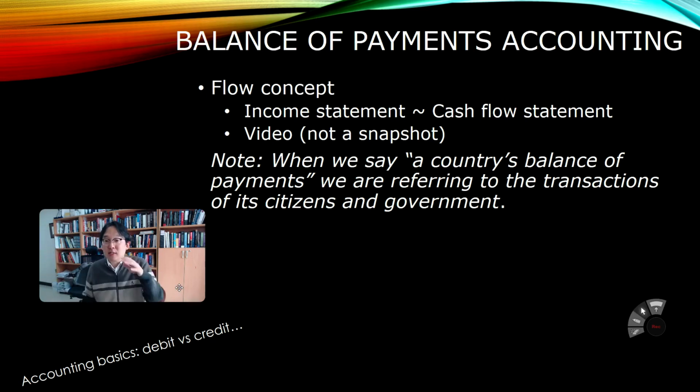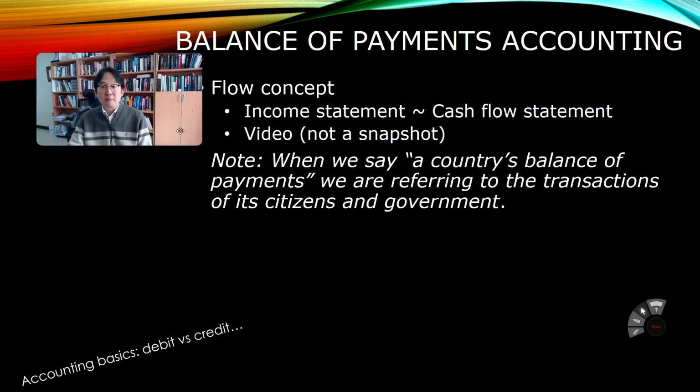And then you do your business, that's like a video, over a period of time, and at the end of the time you take another snapshot. That's the balance sheet. And over that period, that's the income statement or cash flow statement: flowing in, flowing out, what's the net that you got. That's the flow concept. Balance of payment is exactly like that, so you should remember this.